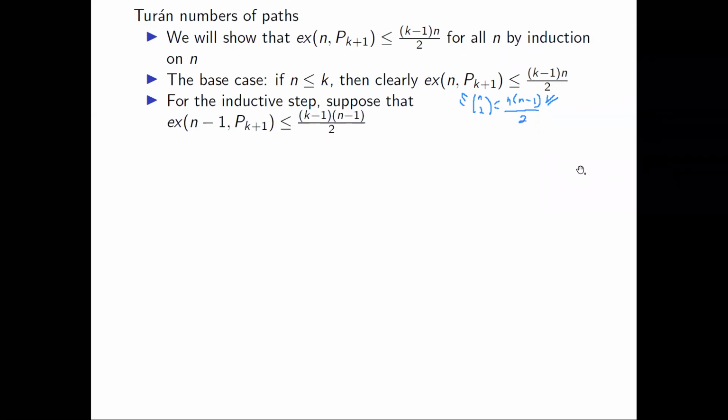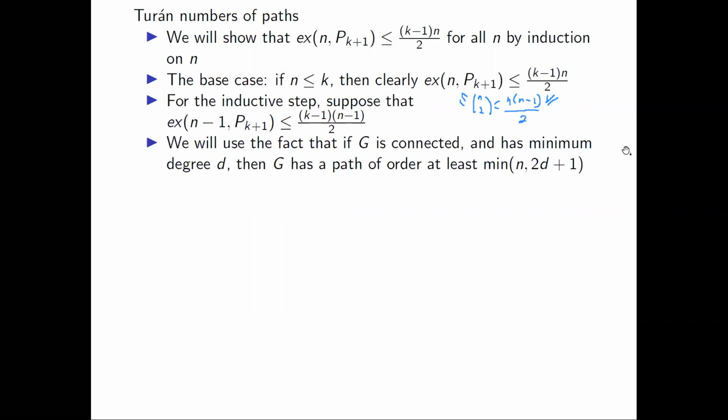And then the inductive step. We're going to have this inductive hypothesis. Since we're inducting on n, our inductive hypothesis is that the extremal function of n minus 1 comma P sub k plus 1 is less than or equal to k minus 1 times n minus 1 over 2. And we're going to use the fact that we saw in that problem on the last slide. If we have a connected graph G of order n with minimum degree d, then G must have a path of order at least the minimum of the order of G and 2d plus 1.